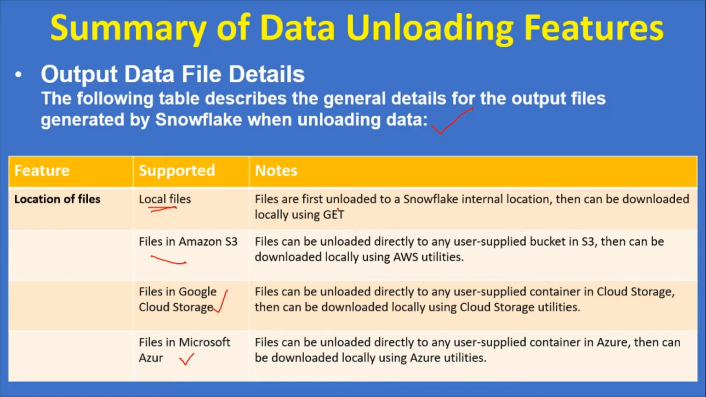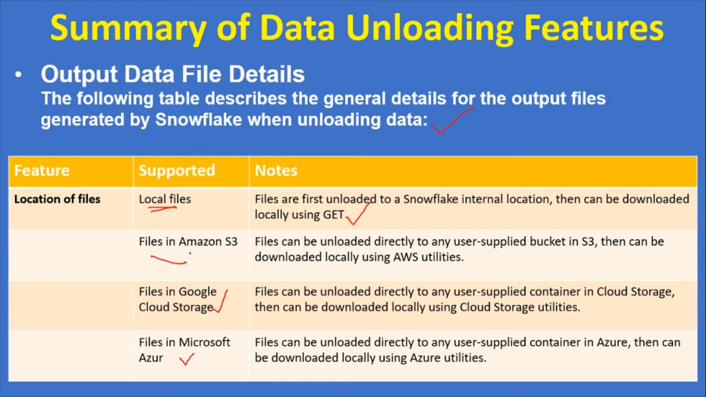Files are first unloaded to a Snowflake internal location, then can be downloaded locally using the GET command. As we all know, I already uploaded many videos and showed that to upload a file into the Snowflake internal location we have to use the PUT command. In a similar way, to unload we have to use the GET command. The moment you execute the GET command, the file will be unloaded into your local system, where local system means where you are going to run this GET command. That is the one option.